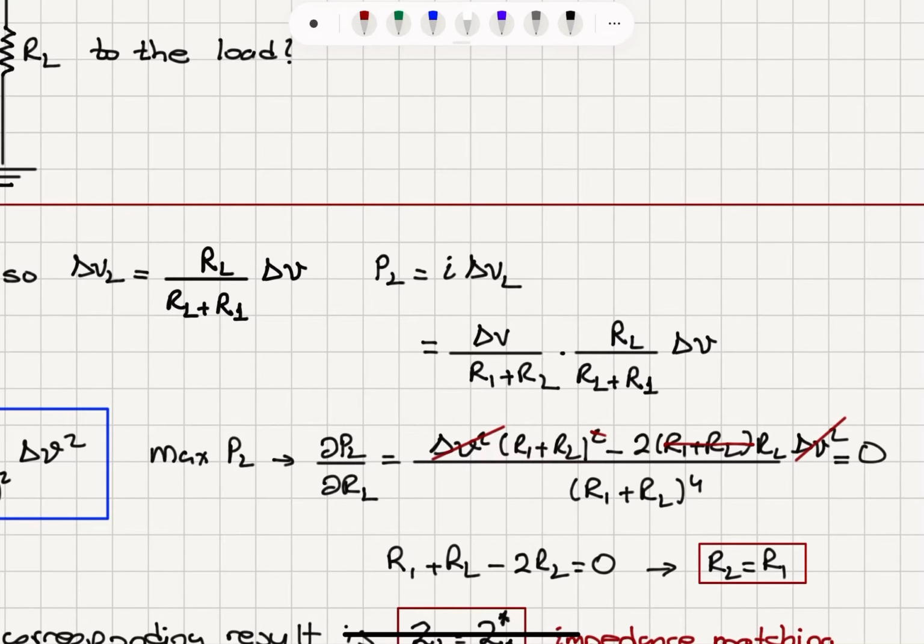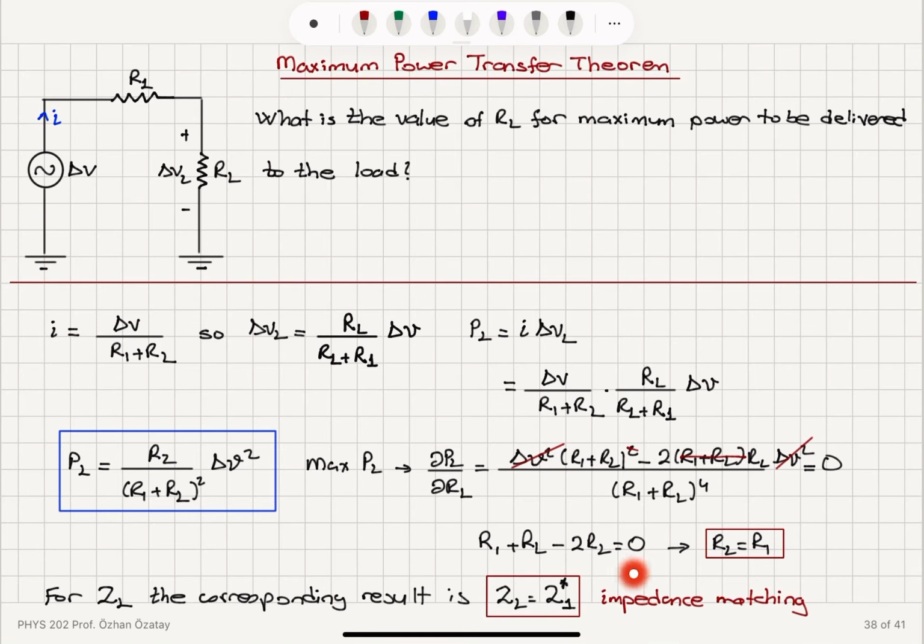We will see that delta V squares will cancel. One of the R1 plus R loads will cancel. So we have R1 plus R load minus 2R load equals 0, as you can see here. So this gives us R load equals R1. So the maximum power transfer will occur when the resistance of the load matches the resistance of R1.